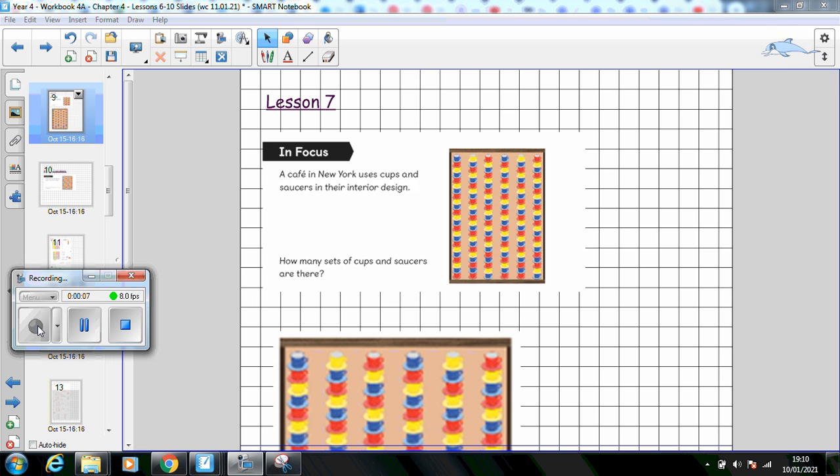We're still looking at multiplication. Let's have a look at the in focus. A cafe in New York uses cups and saucers in their interior design, so maybe on the wallpaper or some fabric. How many sets of cups and saucers are there?